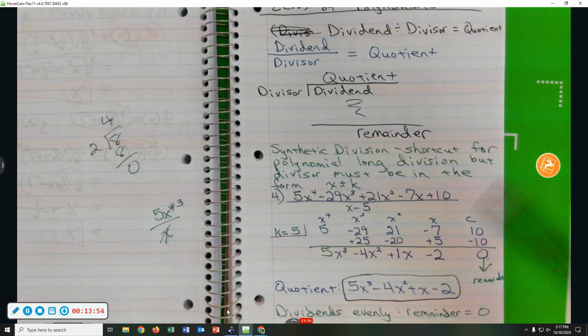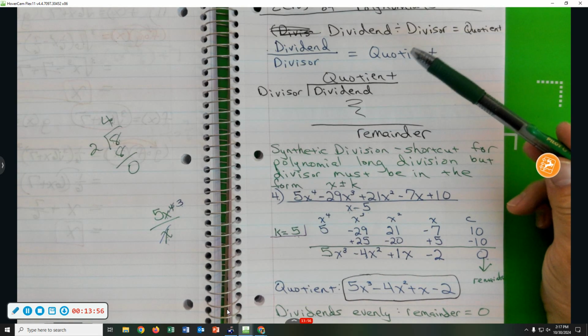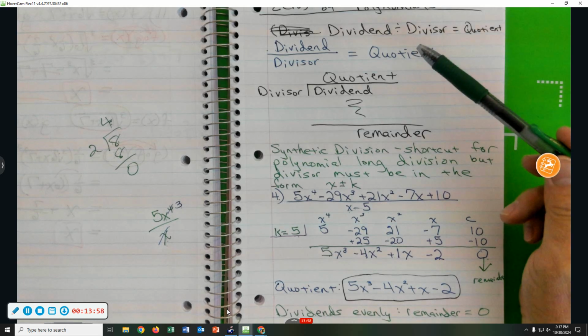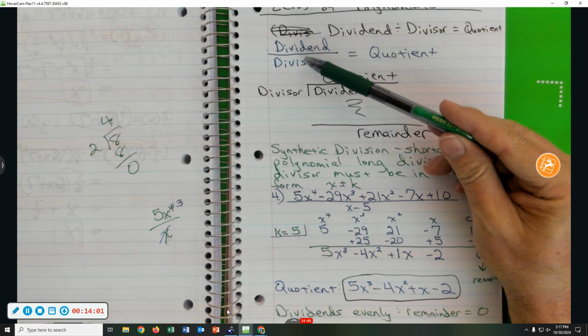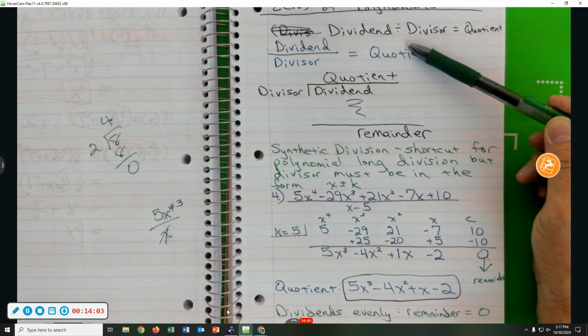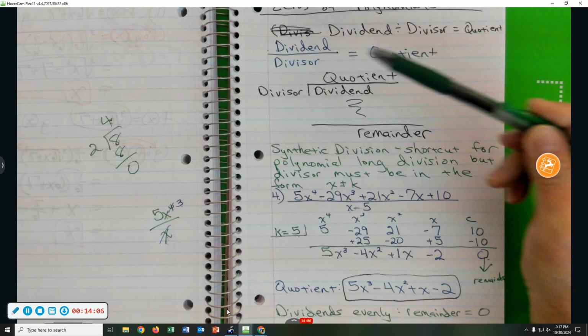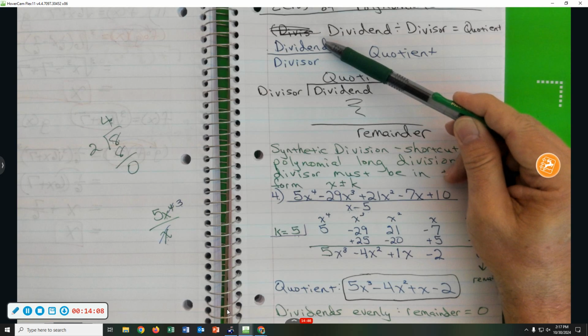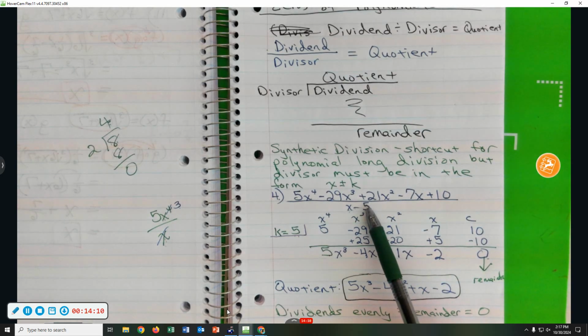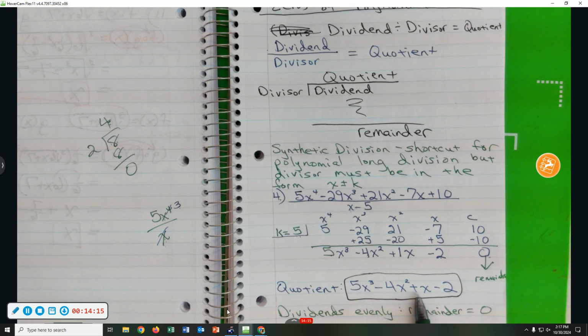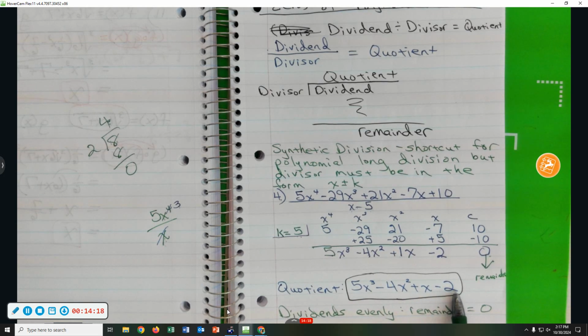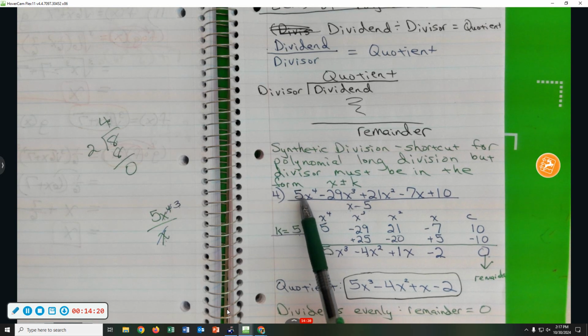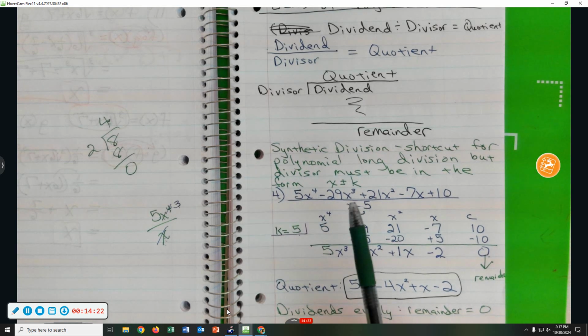So think about what we have with the division algorithm. Dividend divided by divisor equals quotient. That means that the quotient times the divisor would have to give you that dividend. So if you took x minus 5 and multiplied it by 5x cubed minus 4x squared plus x minus 2, you would get back that big messy polynomial, 5x to the 4th minus 29x cubed, and so forth. Any questions there?